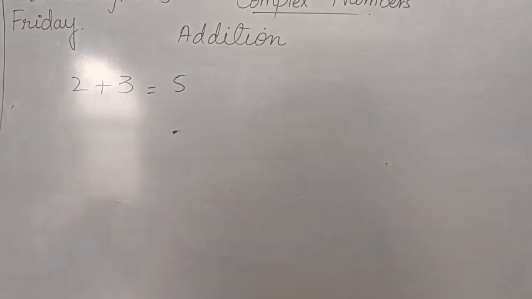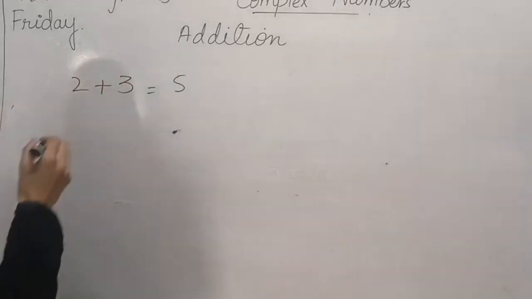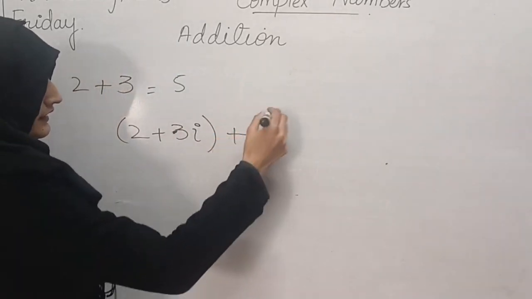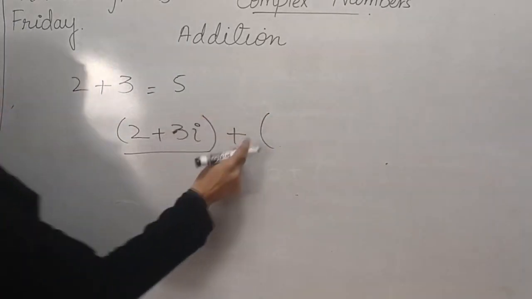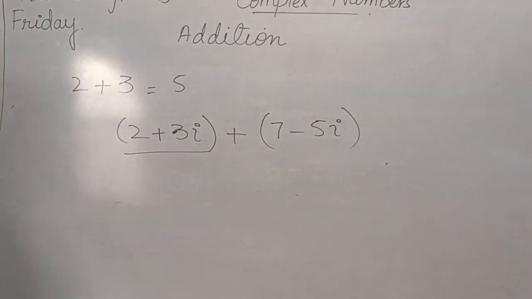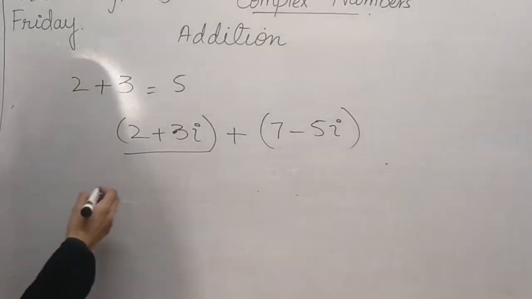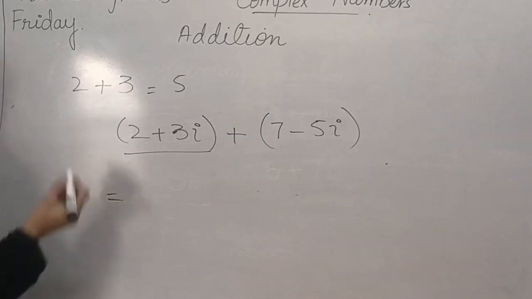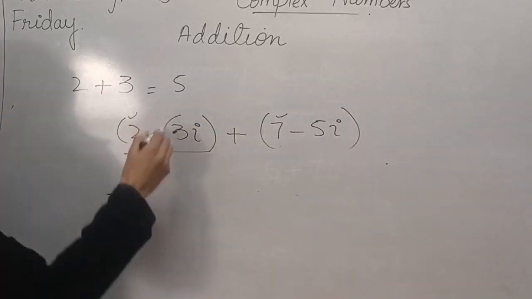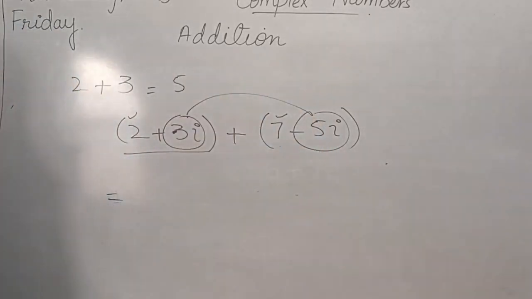So if we have complex numbers, for example, 2 plus 3 iota, and this is a complex number, and we have to add it with 7 minus 5 iota. What will we do? Can we add them? Yes, we can add, but how? The process is to add the given complex numbers. We will add the real part with real part and imaginary part with imaginary part.